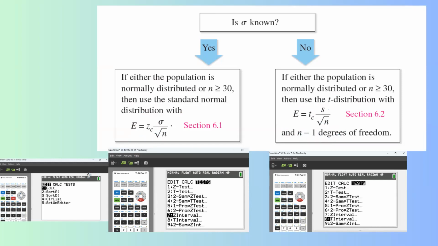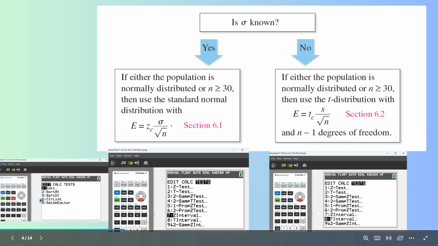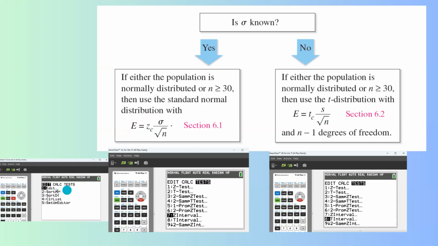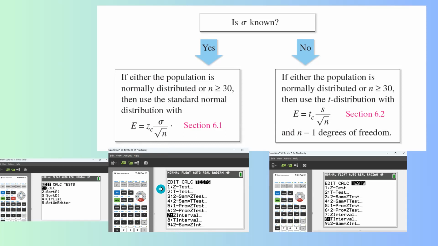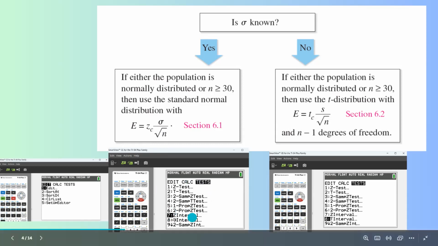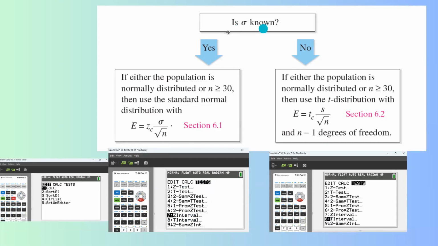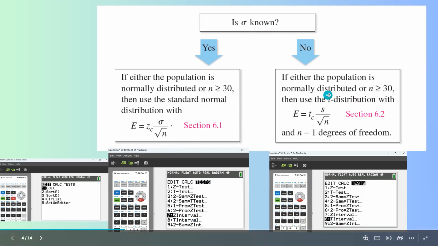In using your calculator, when you want to construct a confidence interval, you're going to go to stat, then you're going to go to tests. So the very first thing you're going to select is stat, then tests. If the standard deviation of population is given to you, you're going to select Z interval. However, if sigma is not given to you, in your calculator, you're going to select T interval. So that's the difference between these two. If sigma is given, you're going to use tests, Z interval. If it's not given to you, you're going to use T interval.